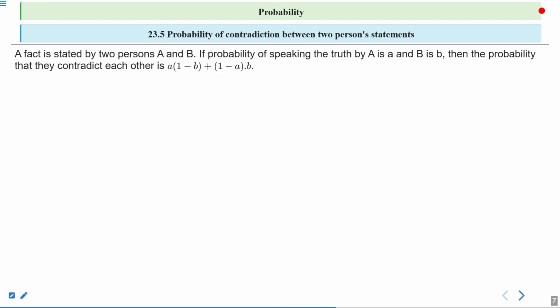Next one is the probability of contradiction between two persons' statements. A fact is stated by two persons A and B. If the probability of speaking the truth by A is small a and by B is small b, then the probability that they contradict each other is a times (1 minus b) plus (1 minus a) times b.